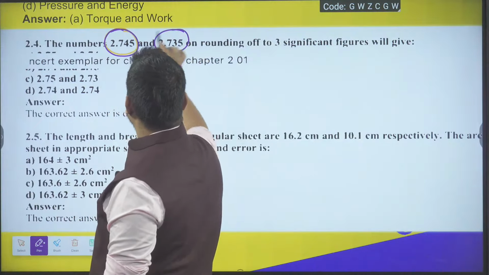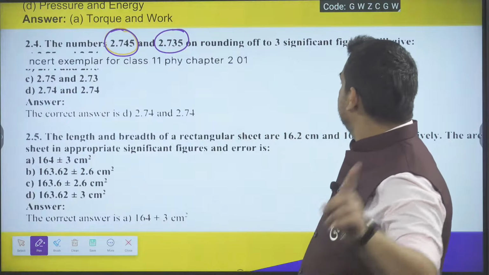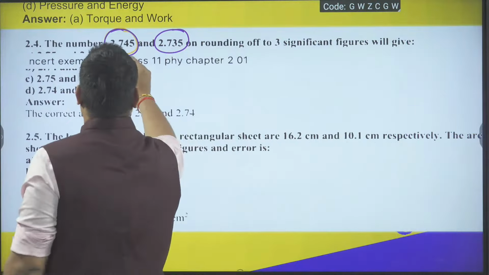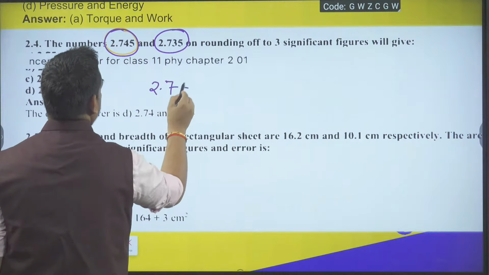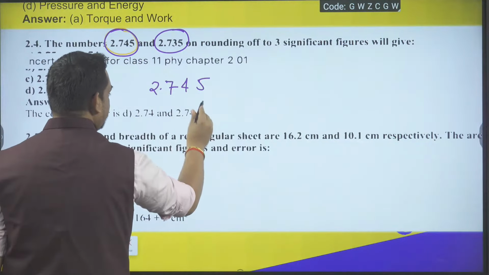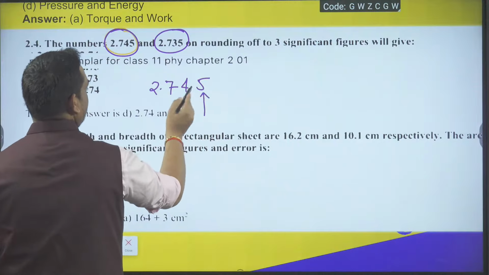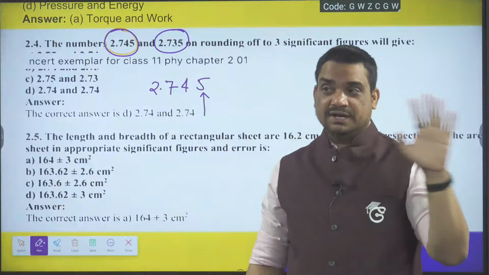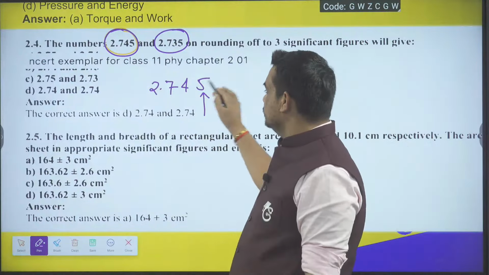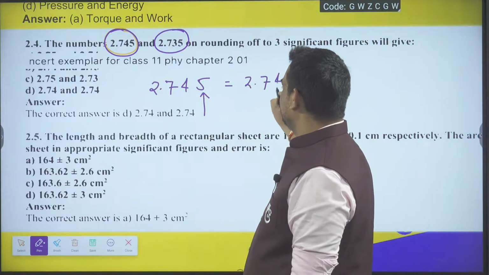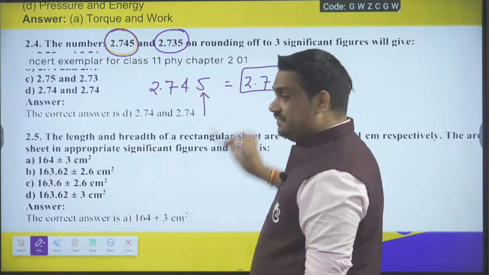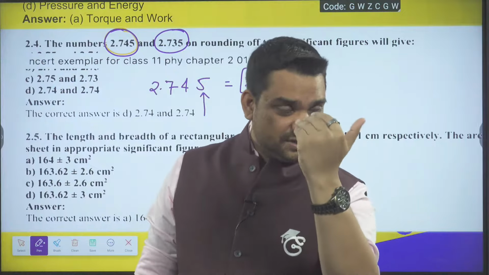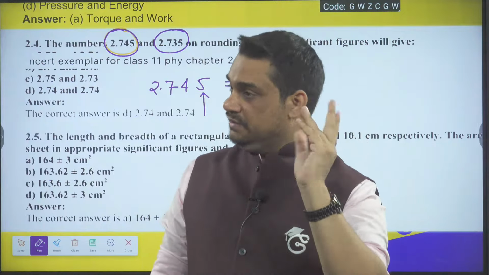2.745 and 2.735, rounding off to three significant figures. If I have to round off 2.745, you know that if the digit to be rounded off is 5, then you will check the previous one. If the previous digit is even, then no change. So this one becomes 2.74 only. The rule says that if the digit to be rounded off is 5 and the previous digit is even, then there is no change.